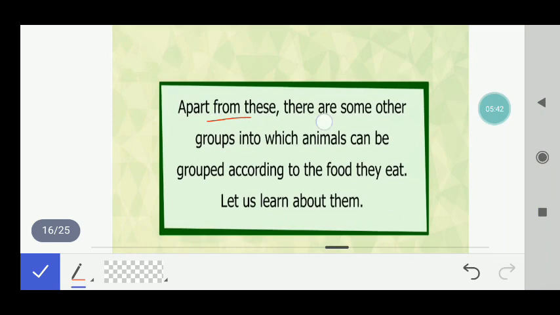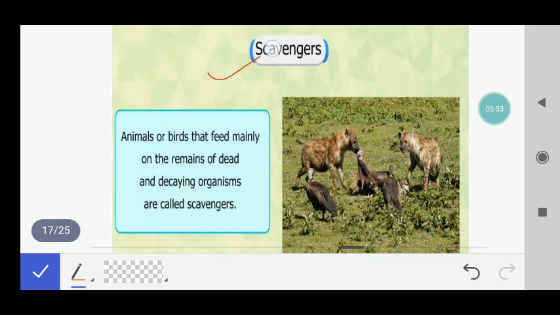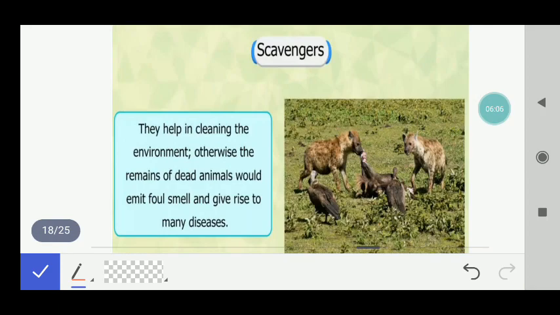Apart from these, there are some other groups into which animals can be grouped according to the food that they eat. Let us learn about them. First is scavengers. Animals or birds that feed mainly on the remains of dead and decaying organisms are called scavengers. Scavengers help in cleaning the environment.